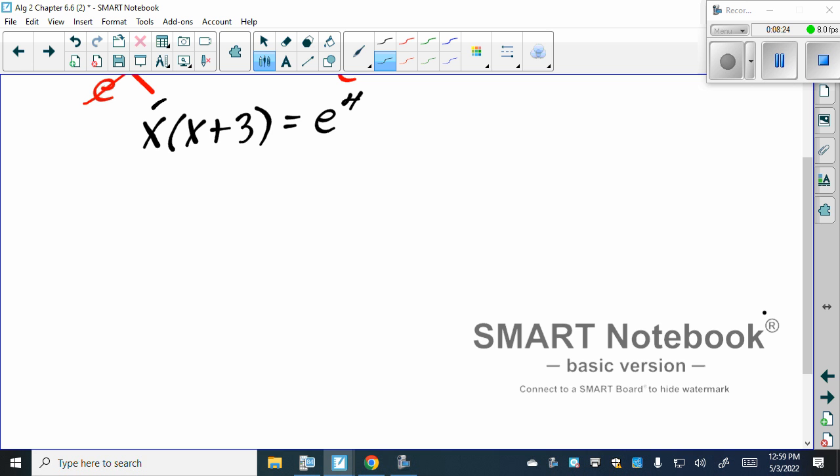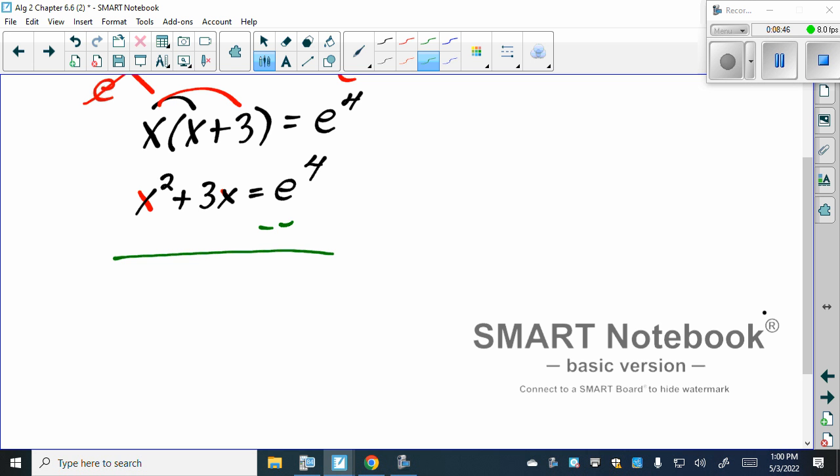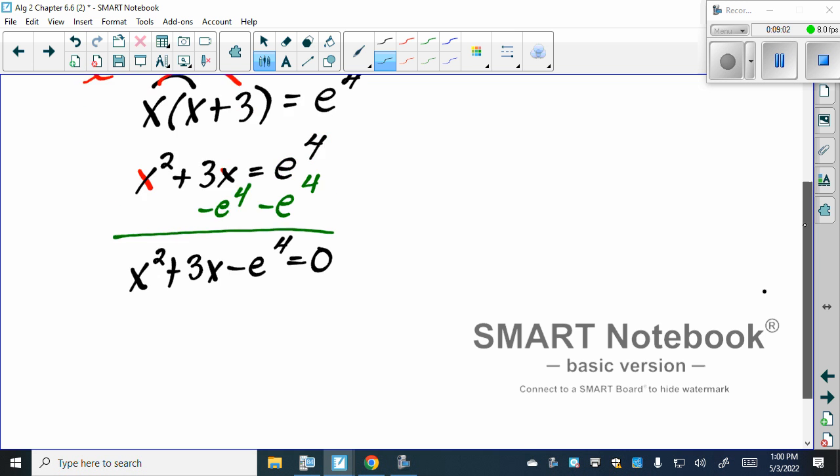Now the next thing we can do is distribute the x. X times x would give us x squared, plus x times 3 is 3x, is equal to e to the 4th. Now again, since we have an x squared term just like the one before, we need to move it over and get this equal to 0. So what that'll tell us is that we have x squared plus 3x minus e to the 4th is equal to 0.